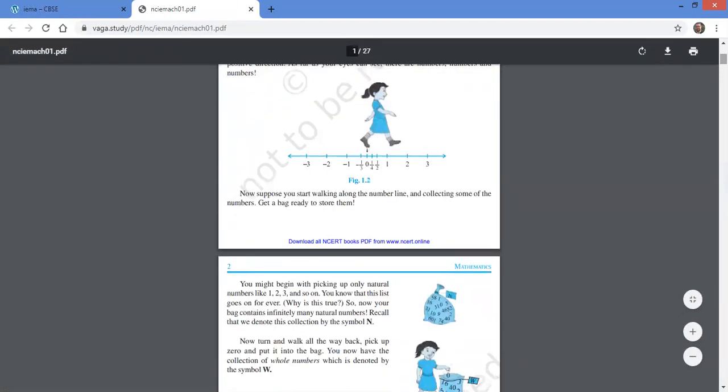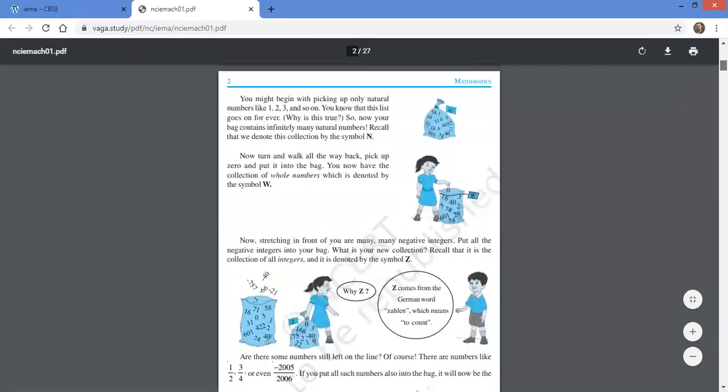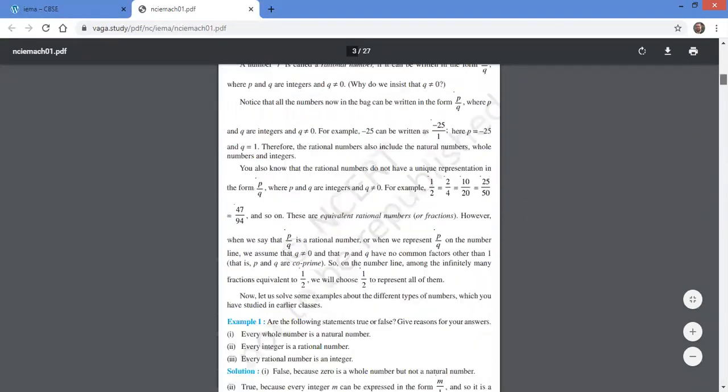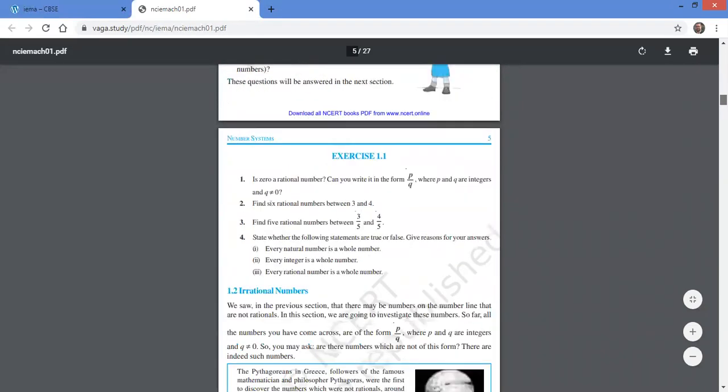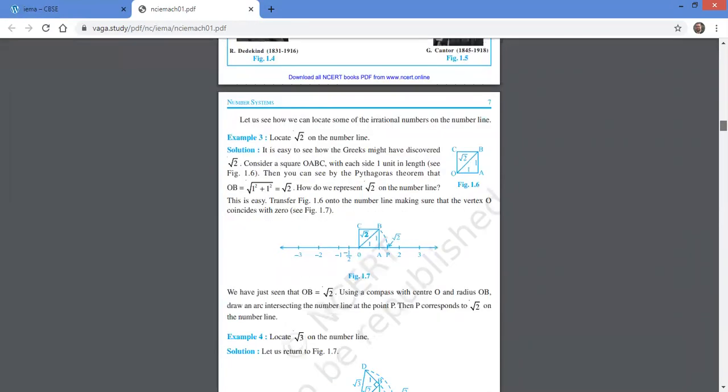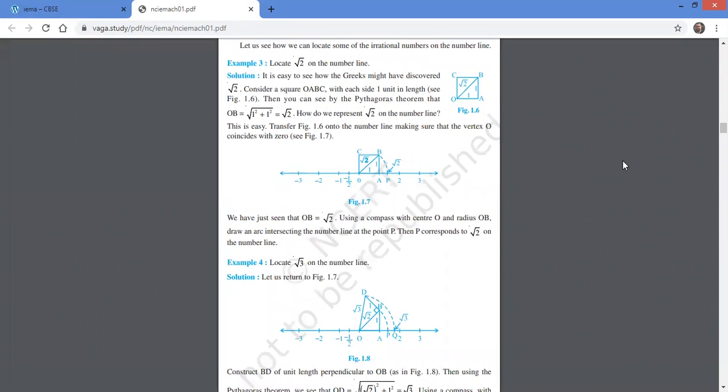So in the first chapter, this is number systems. All this, integers, whole numbers, rational numbers, has to be done as it is. So what is cancelled here? Now see 1.1, irrational numbers, all this is there, right? And location of numbers on the number line.